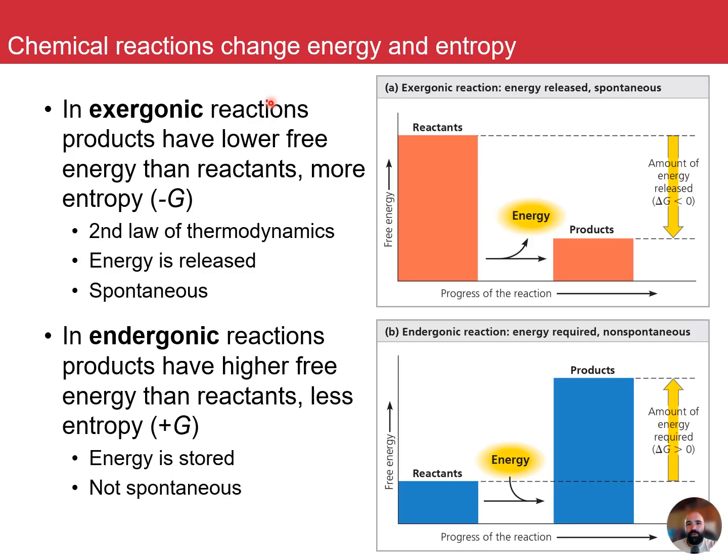When we have a reaction with a negative delta G, or negative change in free energy, that means that our reactants had more potential energy, more free energy, than our products. This is called an exergonic reaction. The products have less potential energy than the reactants. As a result, because energy is not created or destroyed, that energy that was once in the reactants and is not in the products is released.